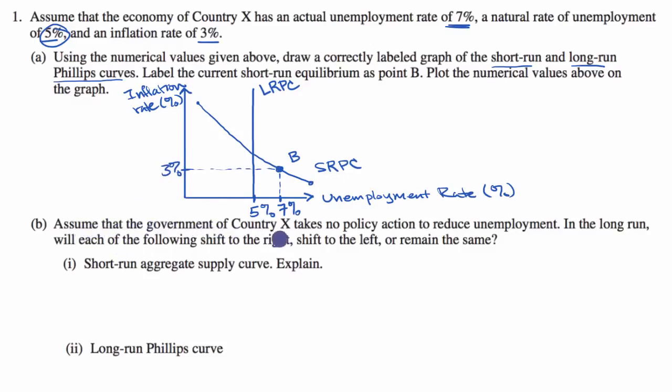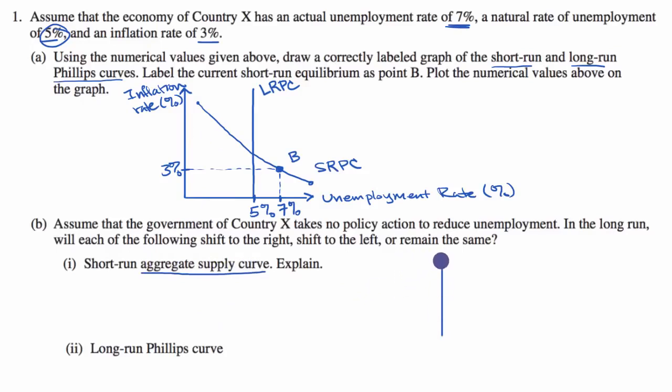Assume that the government of country X takes no policy action to reduce unemployment. In the long run, which of the following shift to the right, shift to the left, or remain the same? So here they're saying short run aggregate supply curve. Explain. So here it's kind of tricky because you might be thinking they're asking about what you just drew, but here they're talking about aggregate supply. So let me draw a graph to even help visualize this.